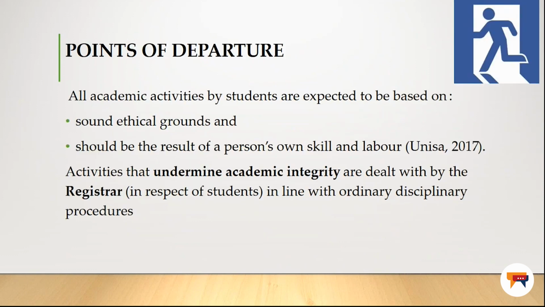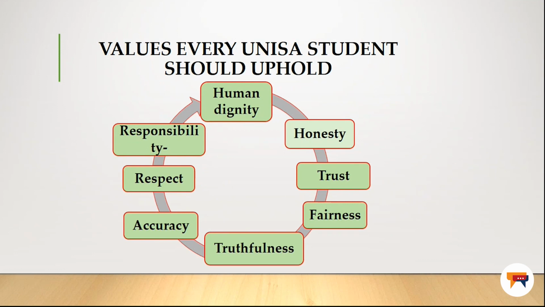Now, from here, where do we go? All academic activities by students are expected to be based on sound ethical grounds and should be the result of a person's own skill and labor. That is according to the policy. Activities that undermine academic integrity are dealt with by the registrar in line with ordinary disciplinary procedures. That is why it's very important that we read this policy in conjunction with other policies. It is therefore very important that as UNISA students, we uphold these academic integrity values, which UNISA has stated in the policy as defining concepts of academic integrity: human dignity, honesty, trust, fairness, faithfulness, accuracy, responsibility, and respect.